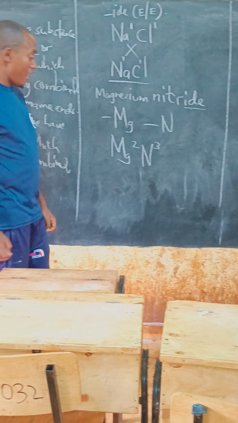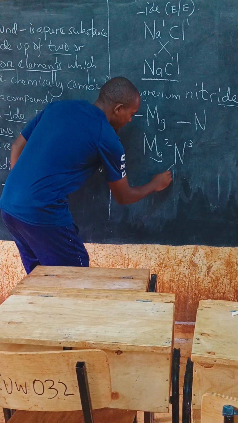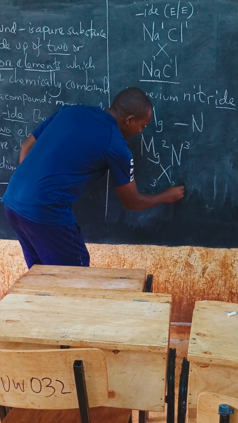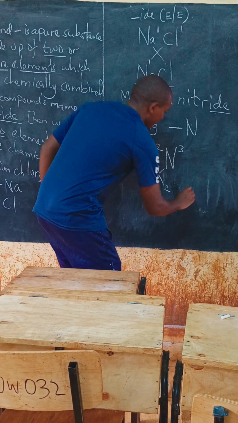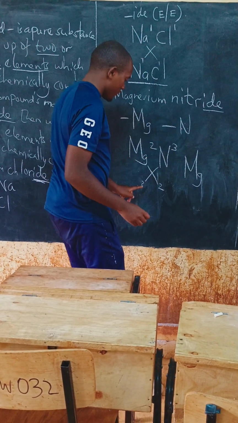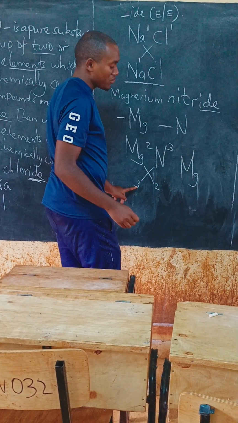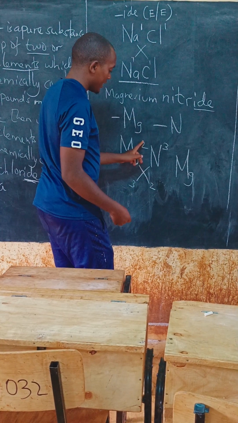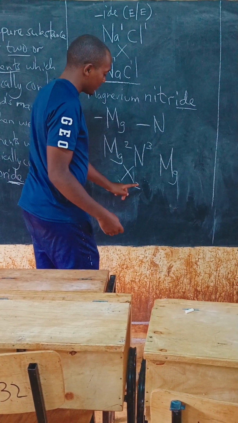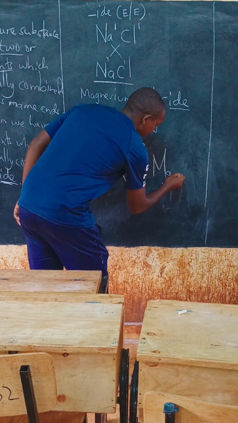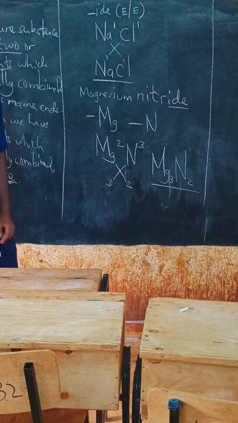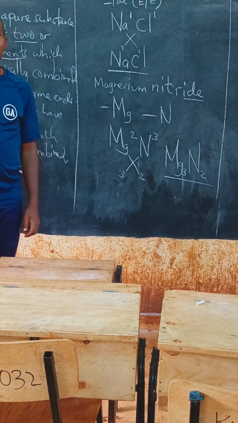Exchanging the valences, therefore, 3 will come to magnesium and 2 will come to nitrogen. Therefore, the formula of magnesium nitride will be Mg. The valency of nitrogen comes to magnesium below, and the valency of magnesium, 2, comes to nitrogen. So the formula of magnesium nitride is Mg3N2. That's the formula of magnesium nitride.